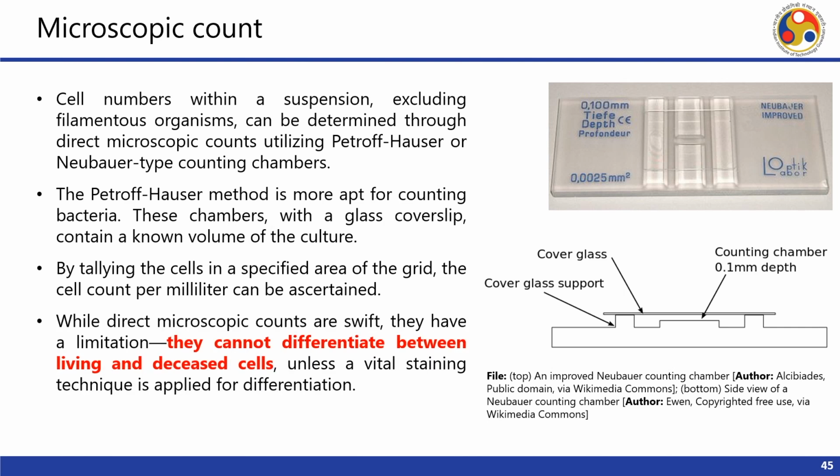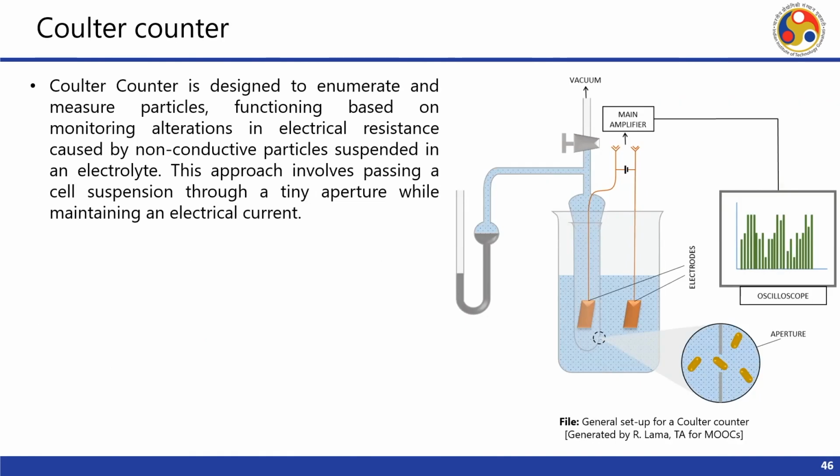While direct microscopic counts are swift, they have a limitation. They cannot differentiate between living and dead cells unless a vital staining technique is applied for differentiating between them.